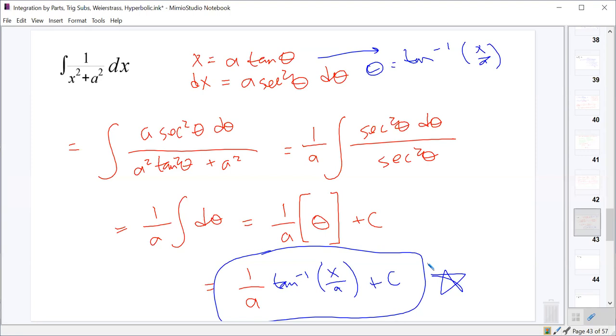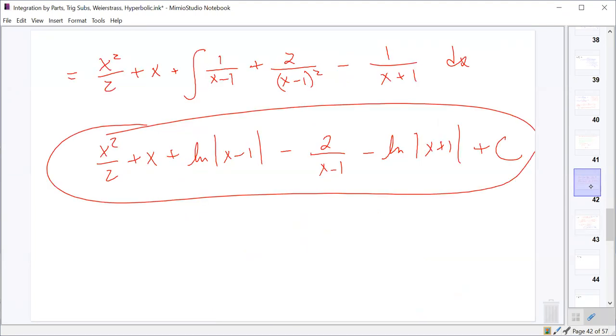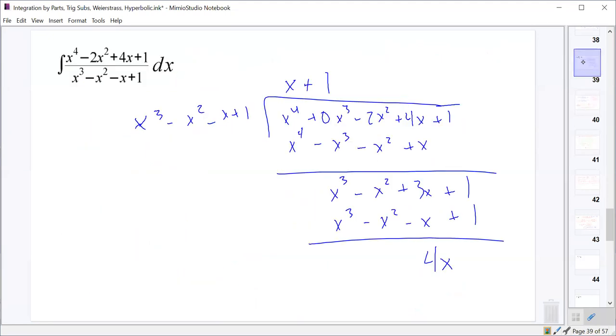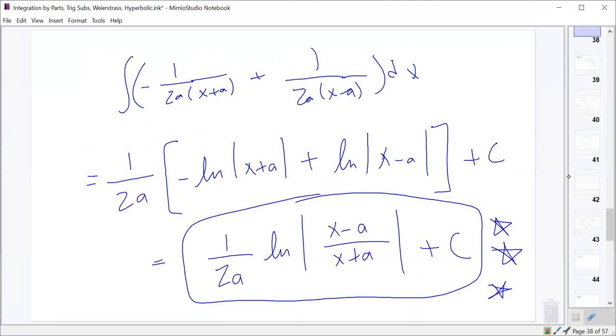Good or no? So for the one that we did previously, where it was the integral of 1 over x squared minus a squared, we did partial fraction decomposition. Might it have been easier to do a trig sub with secant? We could have tried that. Let's see if we've done it. Where was it? Somewhere way back here. This one, right? Yeah.